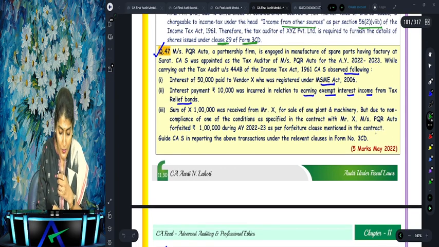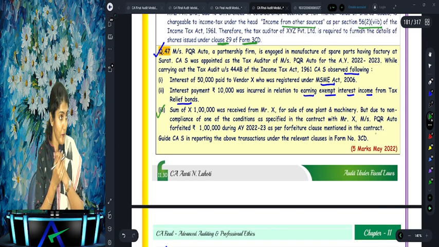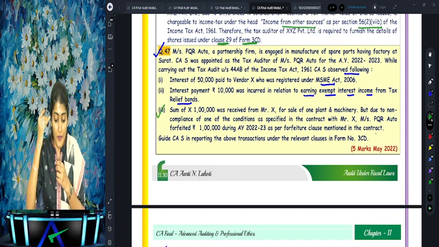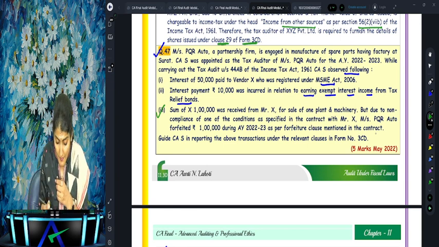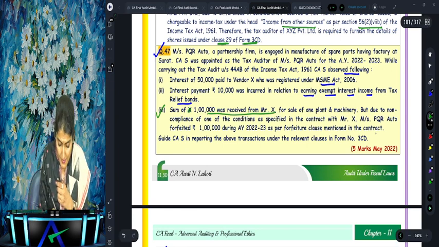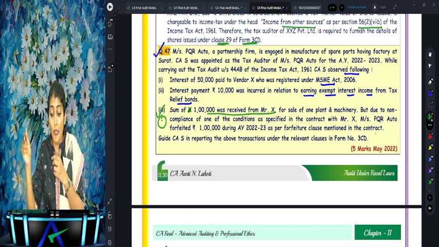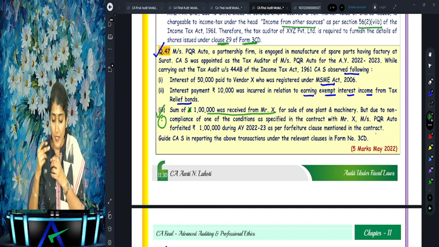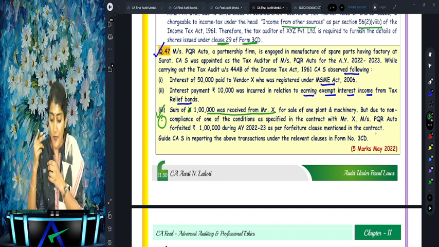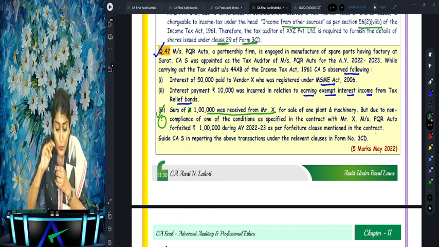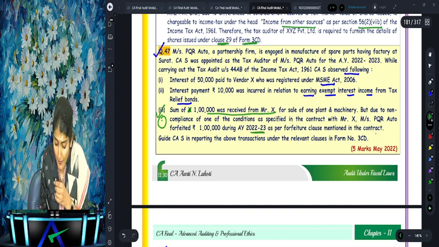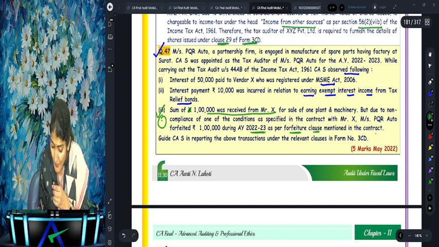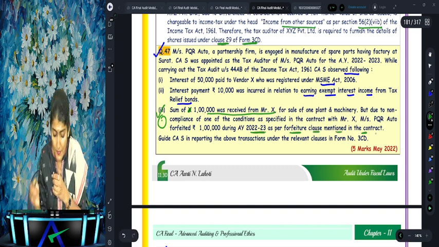Now coming to the 47.3 over there. Sum of 1 lakh was received from Mr. X for the sale of one plant and machinery. But due to non-compliance of one of the conditions as specified in the contract with Mr. X, PQR Auto forfeited 1 lakh during AY 22-23 as per the forfeiture clause mentioned in the contract, right?